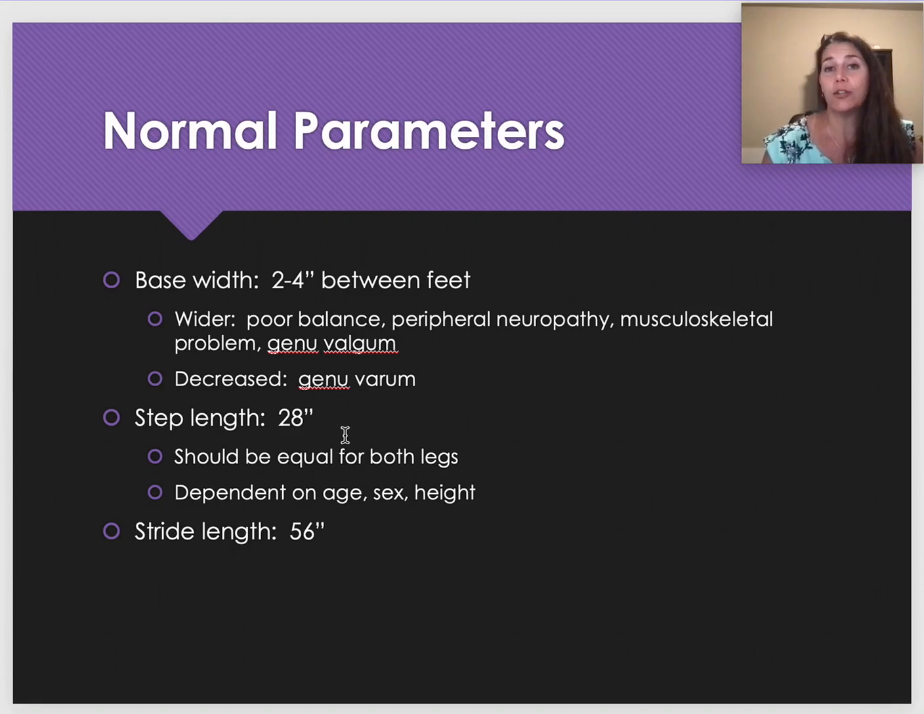Step length is about 28 inches, so just over 2 feet. But again, it depends on your height and your leg length, because some people have really long torsos and short legs and vice versa. Often if people have really long legs, not always, they're going to have a wider step length. They should be equal, but it's dependent upon a lot of things. And then stride length, remember, there's a difference. Step is from right to left foot. Stride is from heel of my right all the way around to heel of my right. That is why it's a much longer distance, i.e. double.